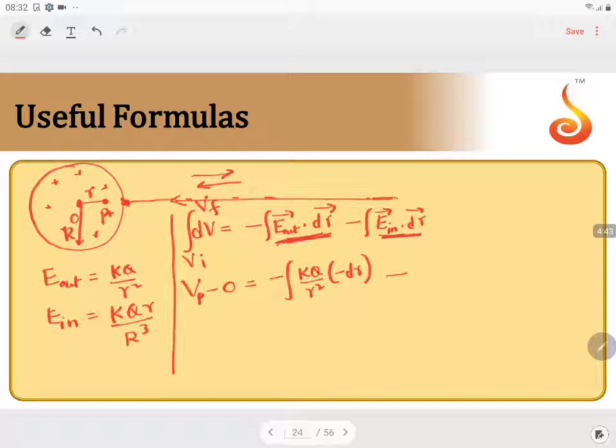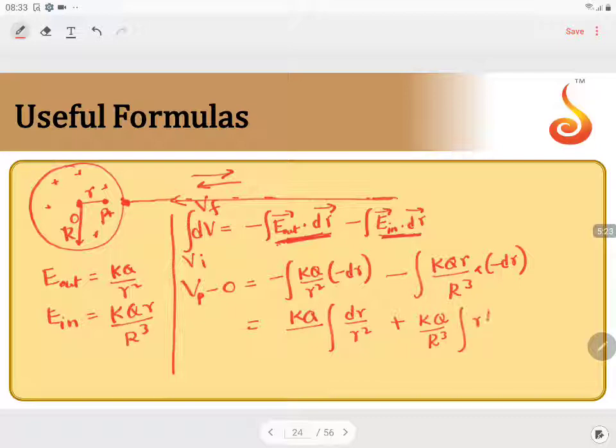Similarly, inside also the same thing. Even at a point inside, electric field will be away from the center, but displacement dr will be towards it. So here also kqr divided by R cube into minus dr. Now the minus minus will cancel here, and here also. So kq is constant: kq integral dr by r square plus kq divided by R cube, which is constant, integral r dr.